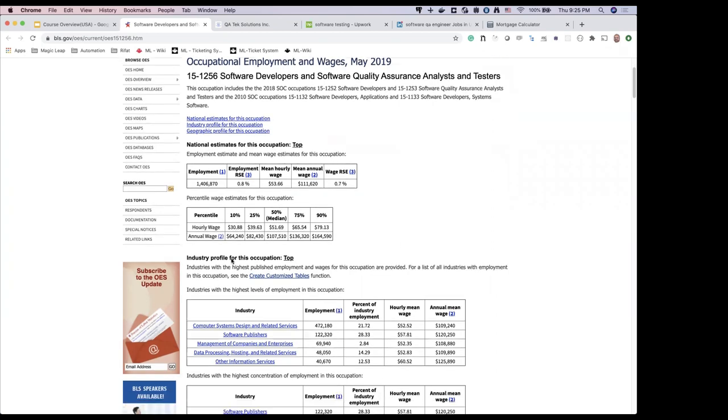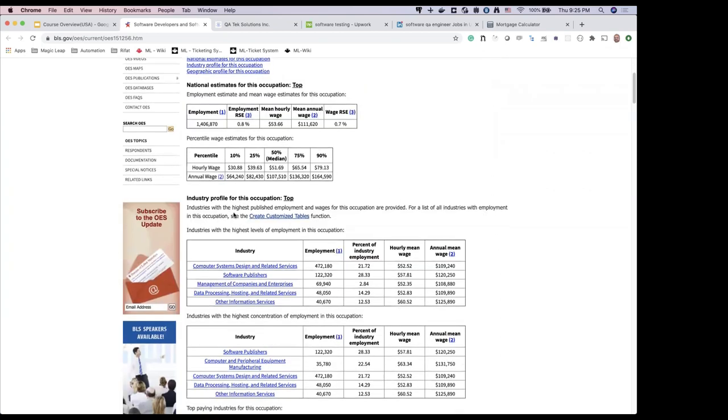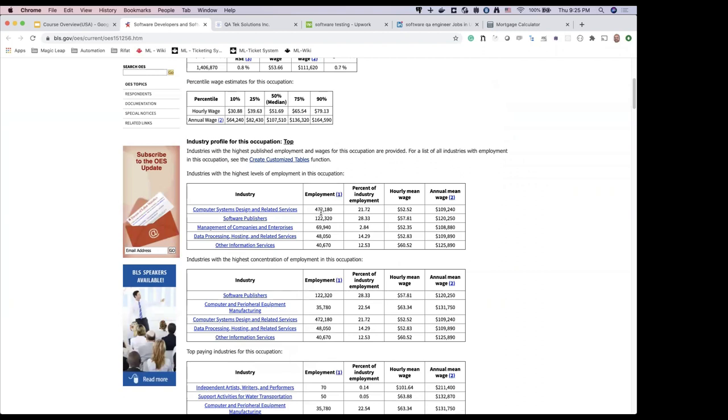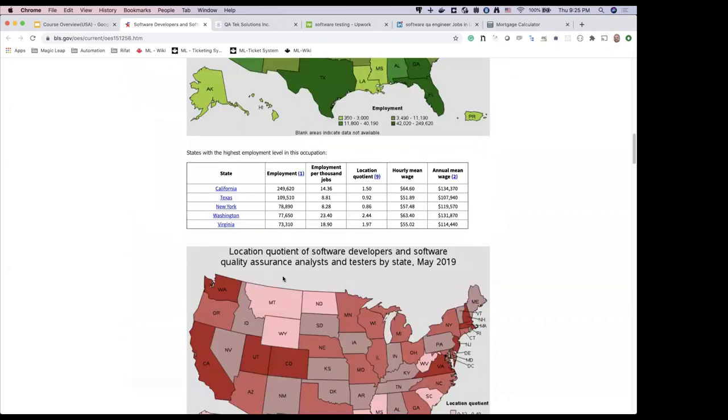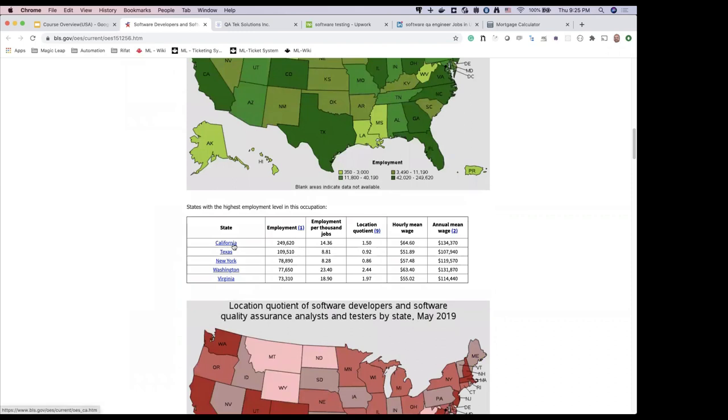As you see here, there is information on which companies hired the most software test engineers. These are the industries that hire, and they show the breakdown of which industry hires what number of employees. This is another one, by demographics. California is the number one state, which hired this number of employees that year. As you see, this is the salary range for whoever got a job in California. Then second was Texas, then New York, Washington, Virginia.